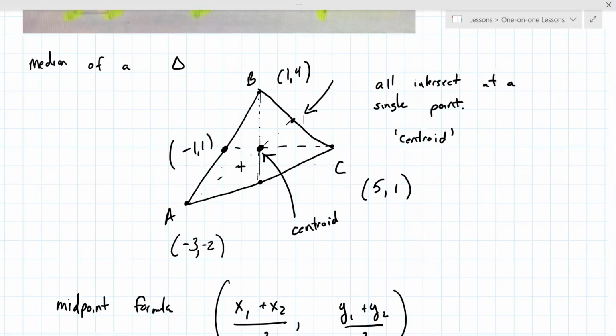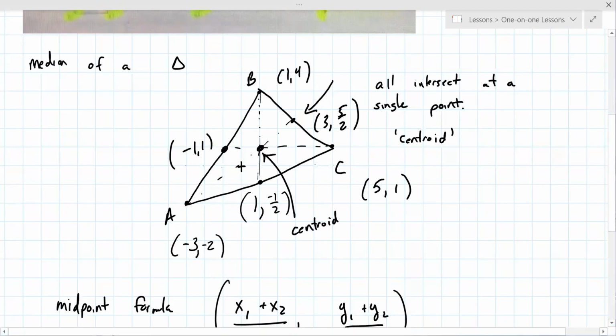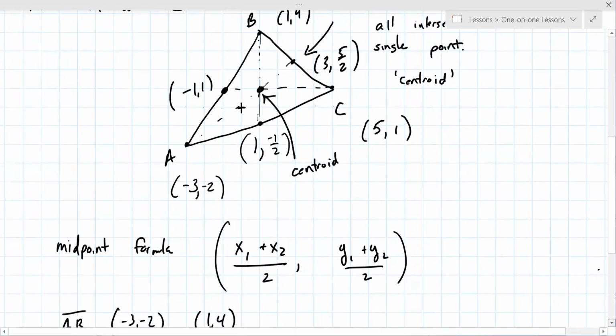I got 3 and 5/2. Yep, exactly correct. Okay. And then the last midpoint over here ends up being 1, comma -1/2. Okay. So that's how you find the midpoint. It looks like you have to write the equation of the line for the median. Is that kind of where you saw the notes going today?